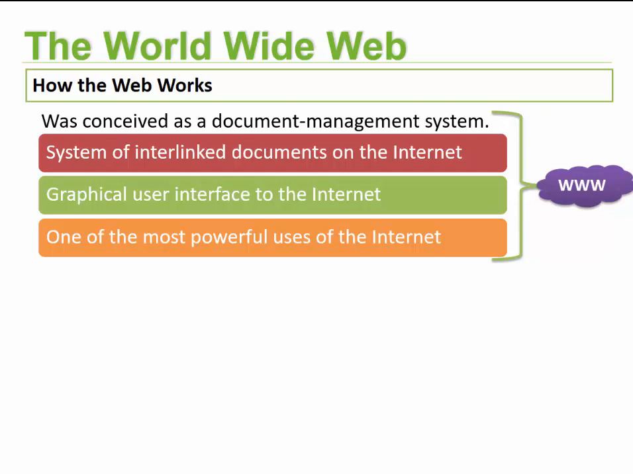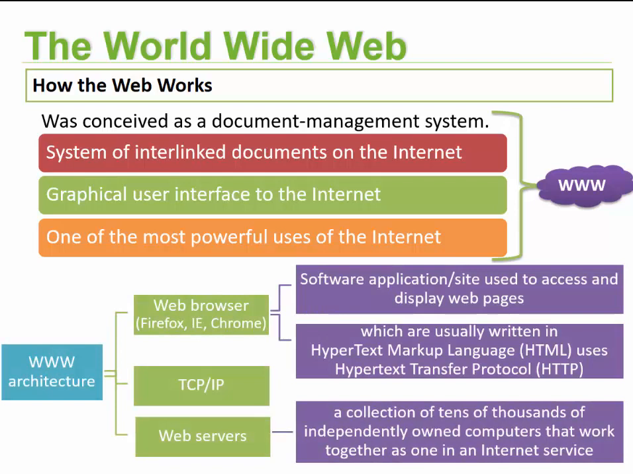So we typically find that we get content on the internet, but we can also have communication and interaction on it. So all of that is referred to as www. Now let's look at the infrastructure or the architecture for this.